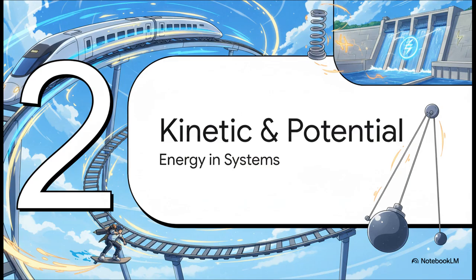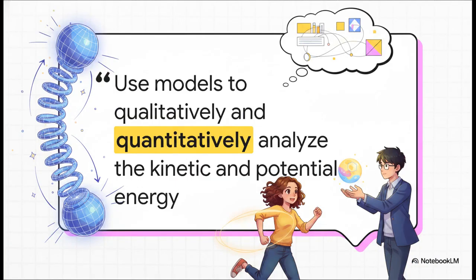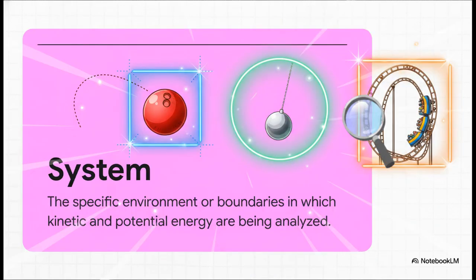Moving right along, Section 2, Kinetic and Potential Systems. Okay, standard PS.PHY.6.1 introduces a really crucial new requirement here, and that's using models. We aren't just observing broadly anymore. The standard commands us to use specific models to split energy into two distinct camps, kinetic and potential, within a system. But hold on, before we can even use those models, we first need to define the system.